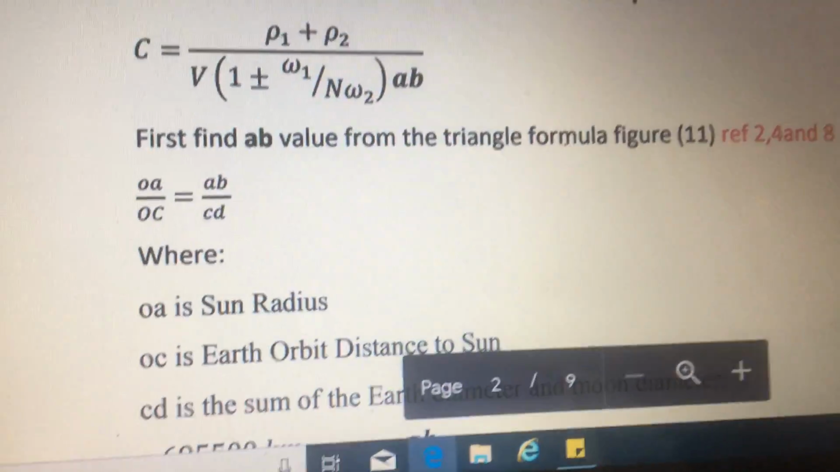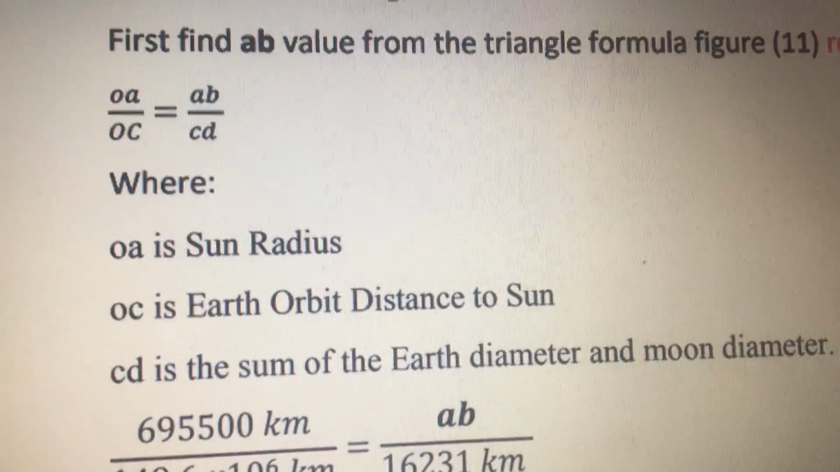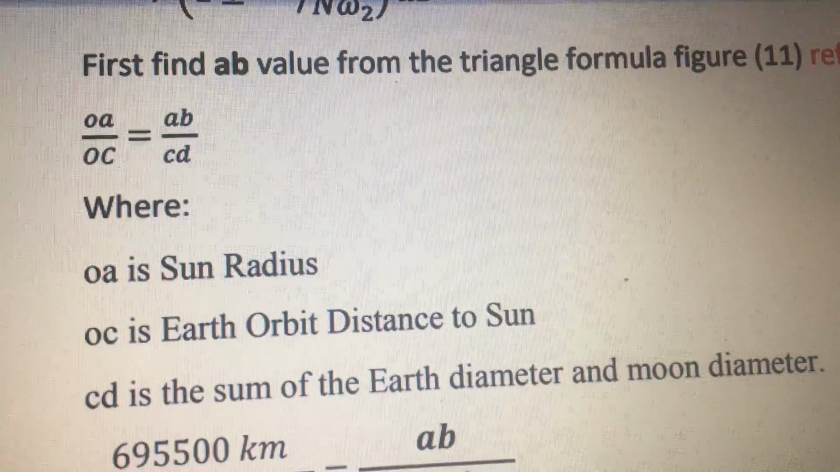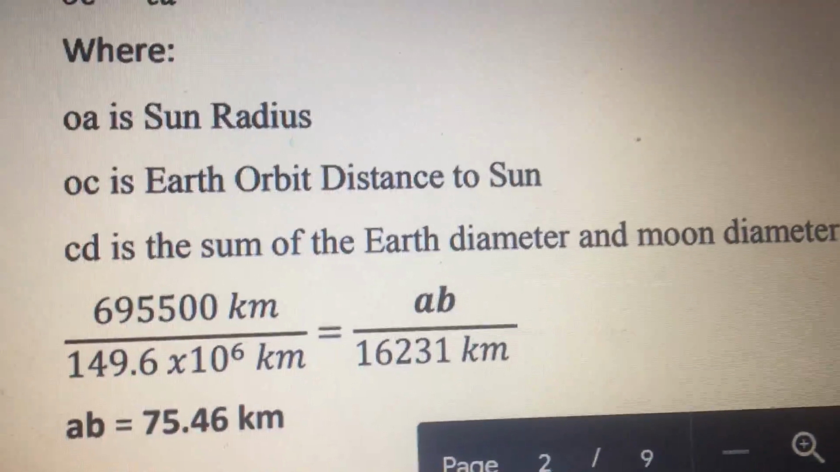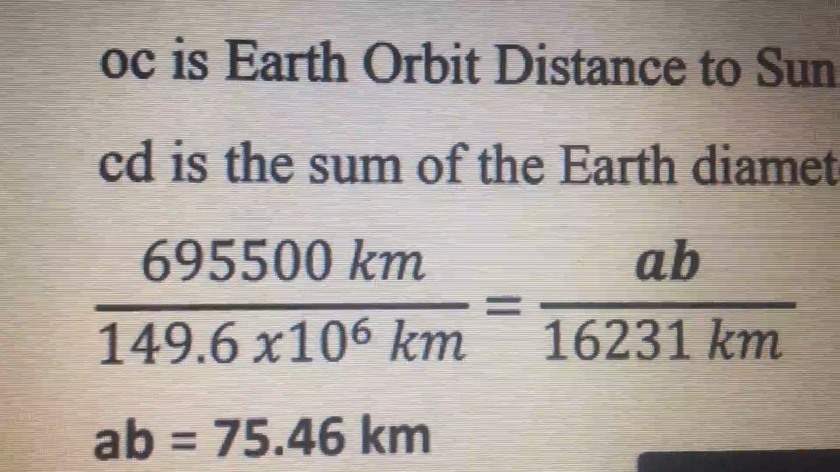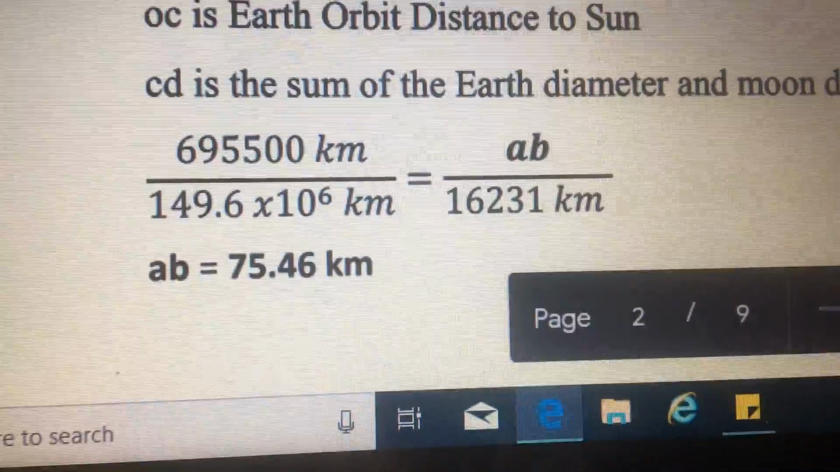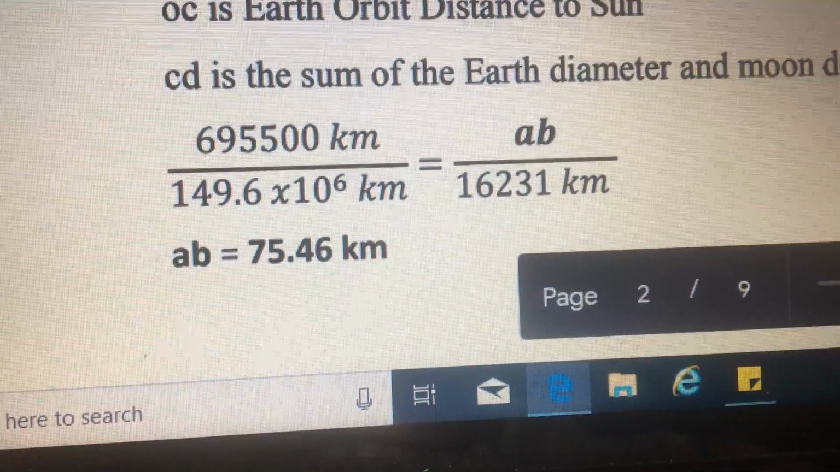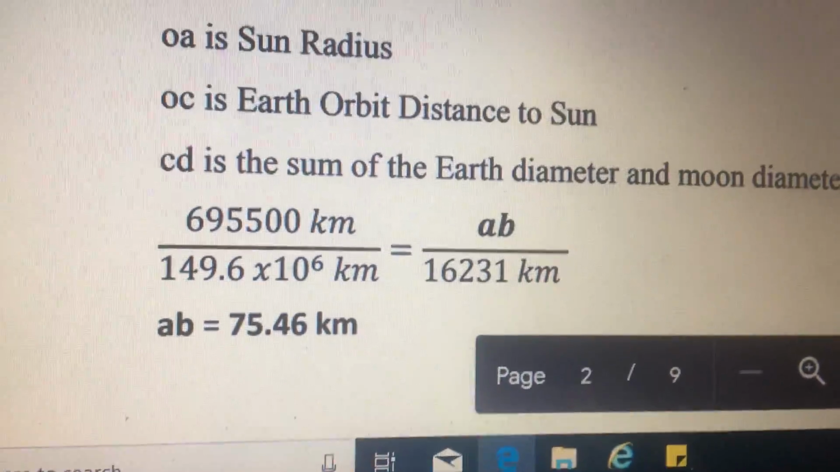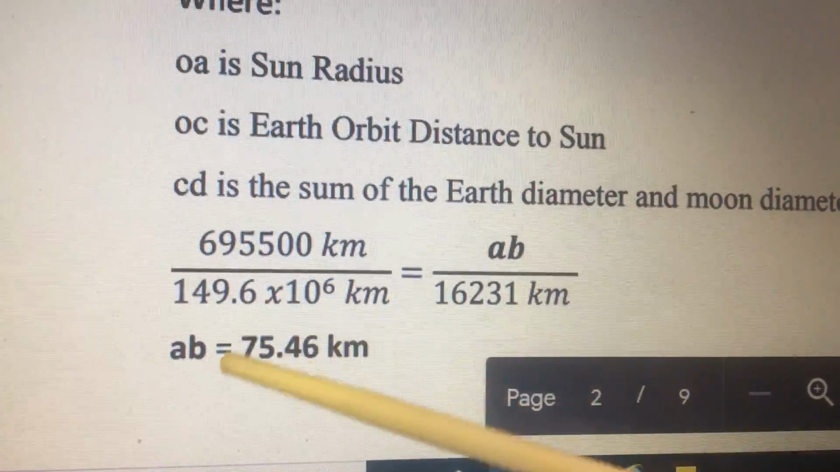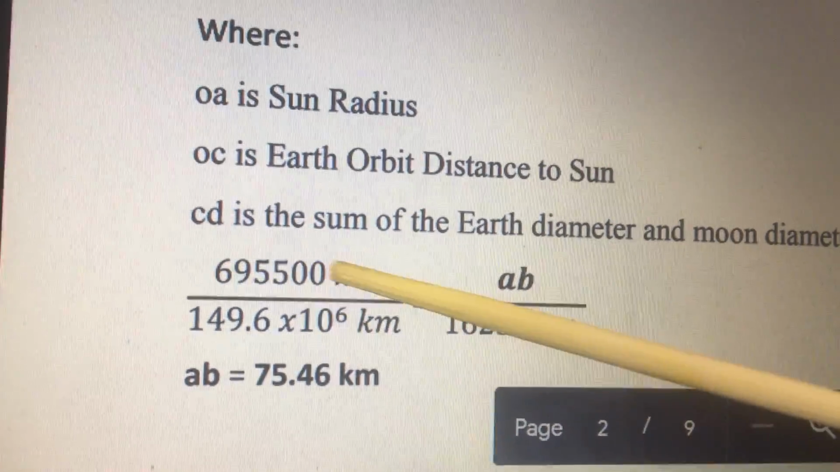More explanation: OA is the sun radius, OC is the Earth's orbit distance to the sun, and CD is the sum of the Earth's diameter and the Moon's diameter. We plug all of this together and we can get AB. When you plug it in, AB is 75.46 kilometers.